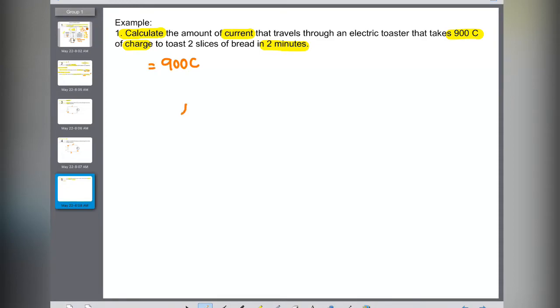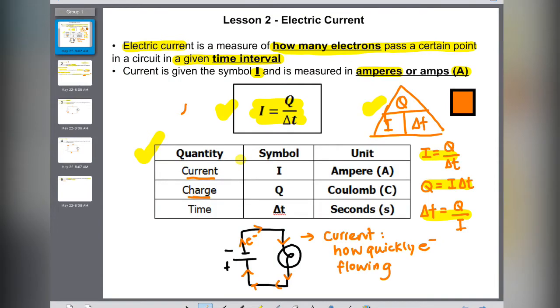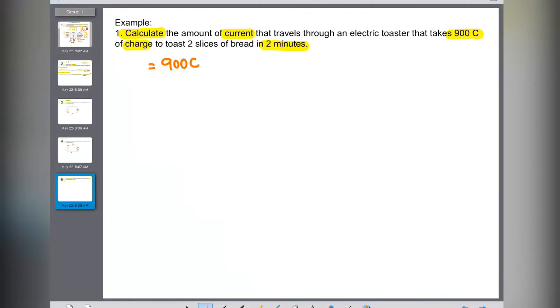Okay, that's why it's helpful to have the chart. When I see something measured in coulombs, it means the symbol is Q. So I know that in the question they gave me Q. And then they also give me 2 minutes. That is my time, 2 minutes.